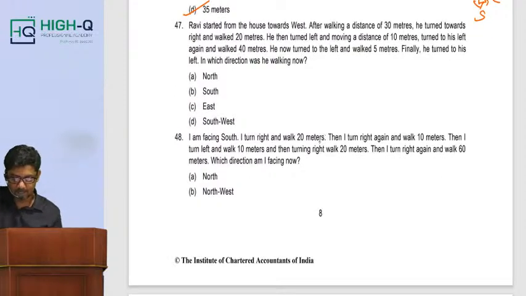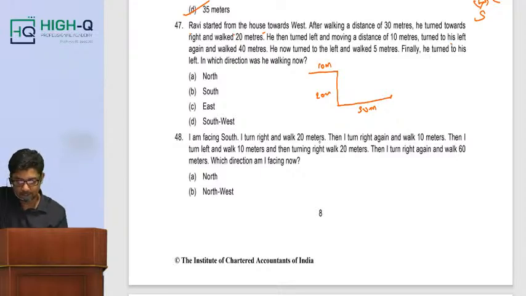Next, Ravi started from the house towards west. After walking a distance of 30 meters, he turned towards right and walks 20 meters. He then turned toward left and moved a distance of 10 meters. Turned to his left again and walked 40 meters.